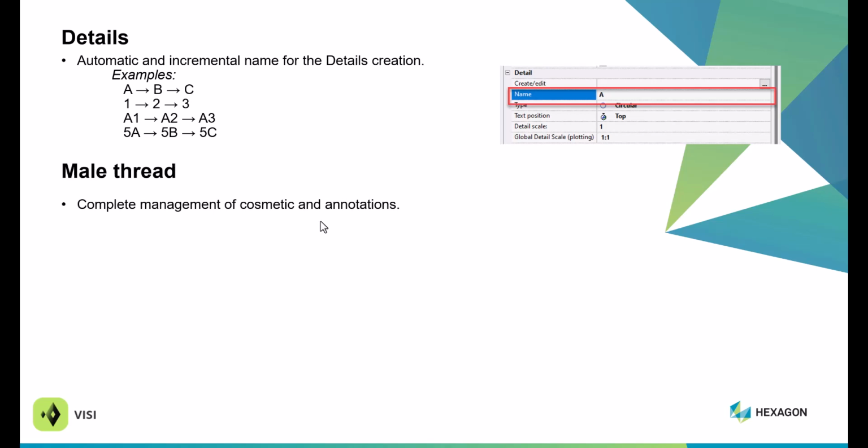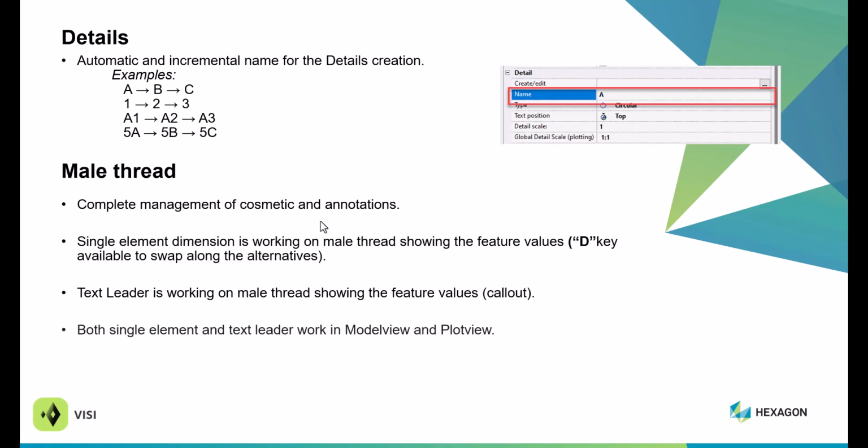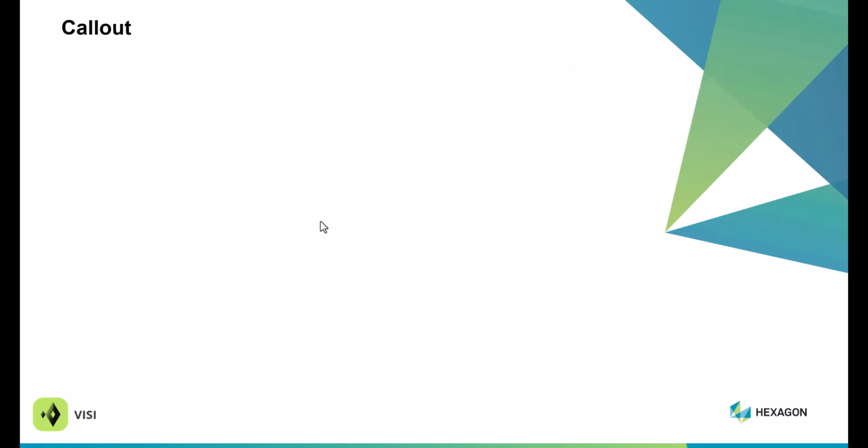Within Mail Thread, as mentioned before, there's been a complete management and cosmetic overhaul for the annotation. The single element dimension is working with Mail Thread, so it shows the diameter value. The text leader is working with Mail Thread, so it shows the feature value callouts. Both are involved with the single element and text leader within model view and plot view. And Mail Thread is shown within commands such as Surface Analyzer, Dynamic Tip, Query, and the 3D Note.